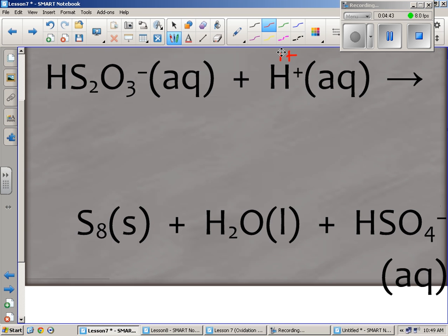Hopefully we're done there. Hydrogen is always a 1 plus, it's got the H plus there. This is a 2 minus for oxygen. This is a 1 plus for hydrogen.